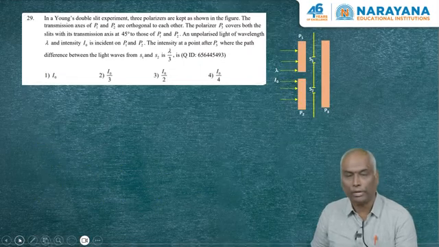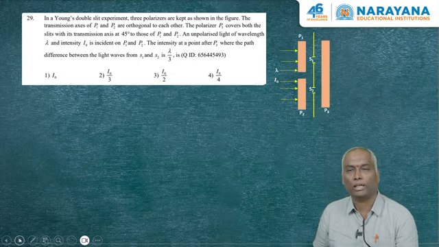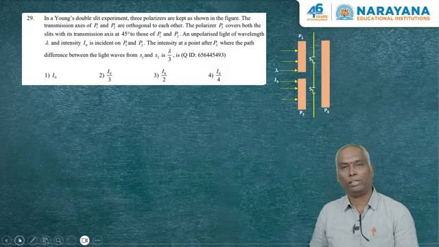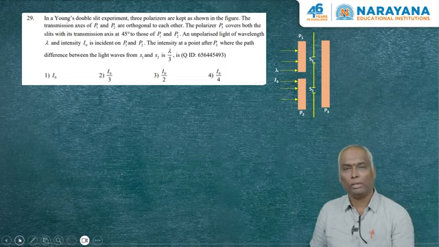Next, 29th question. In Young's double slit experiment, 3 polarizers are kept as shown in the figure. The transmission axes of P1 and P2 are orthogonal to each other. The polarizer P3 covers both the slits with a transmission axis at 45 degrees to those of P1 and P2. An unpolarized light of wavelength lambda and intensity I0 is incident on P1 and P2. The intensity at a point after P3 where the path difference between the light waves from S1 and S2 is equal to lambda by 3.